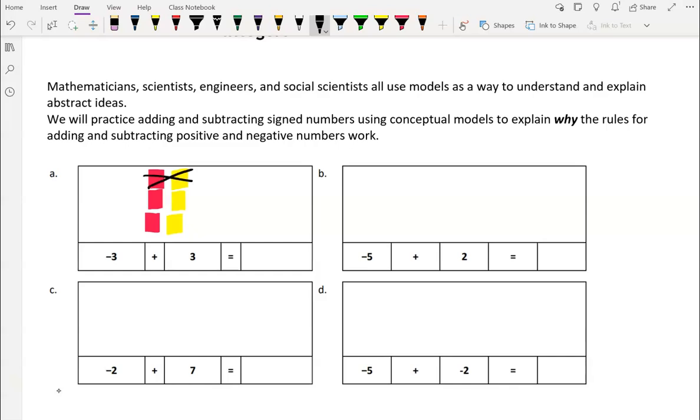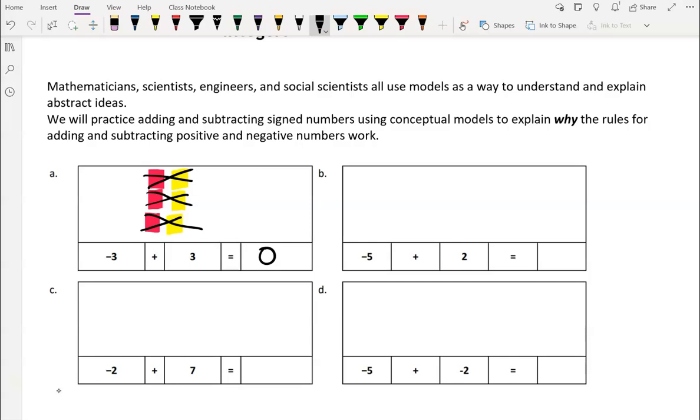They make 0. Here we've got a 0 pair. 0. Here we've got another 0 pair. 0. And when it's all said and done, what do we have left? We have 0 left. So negative 3 plus positive 3 equals 0.